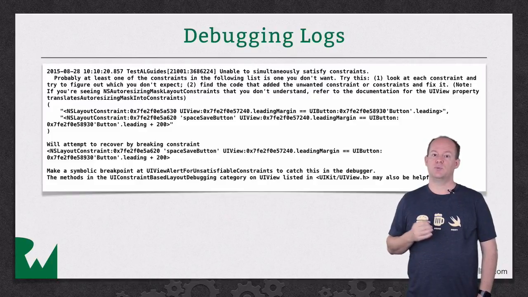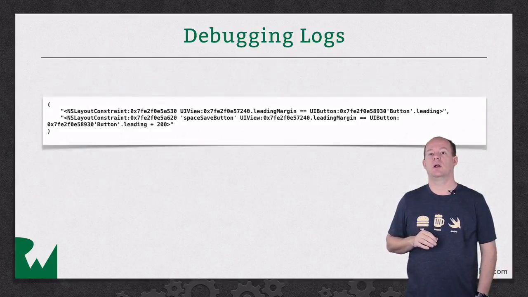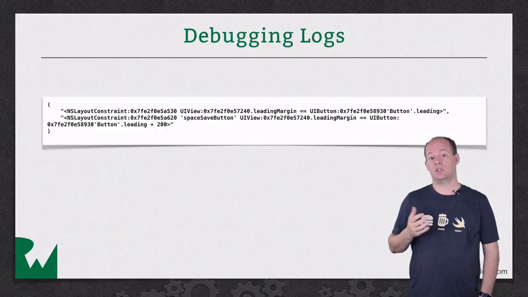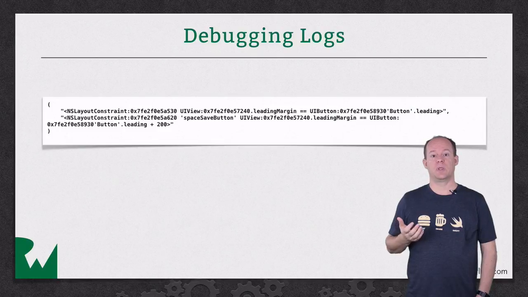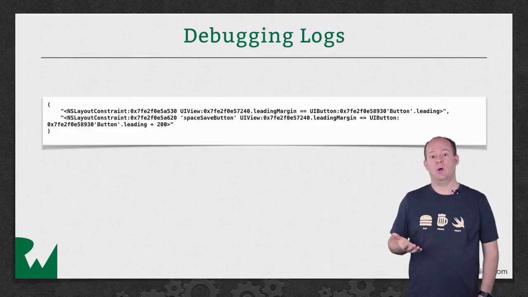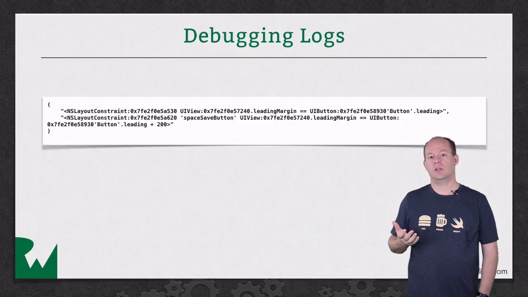All this log information is pretty verbose and has some instructions at the beginning and the end, so let's just take a look at this middle part. There are two constraints defined. The first says the UIButton with a caption of button has a leading space constraint equal to the margin of a UIView. The second constraint, with an identifier of space save button, says the same UIButton has a leading space constraint equal to the same UIView plus 200. Of course, the leading space can't be equal and plus 200 at the same time, so that's why there's a conflict. In this case, we'd find the redundant constraint and delete it or change its priority.